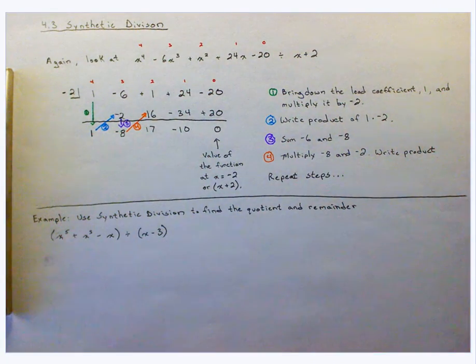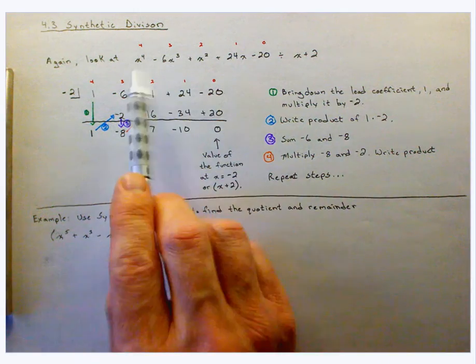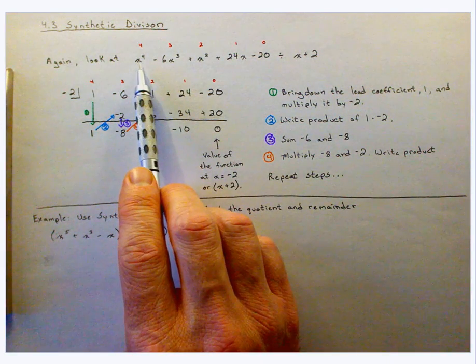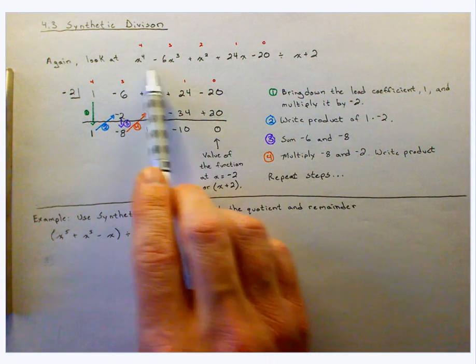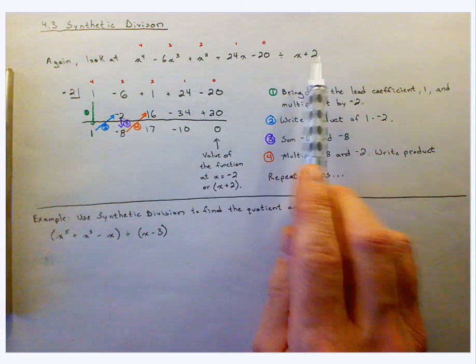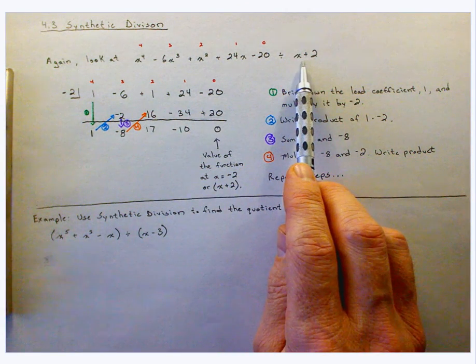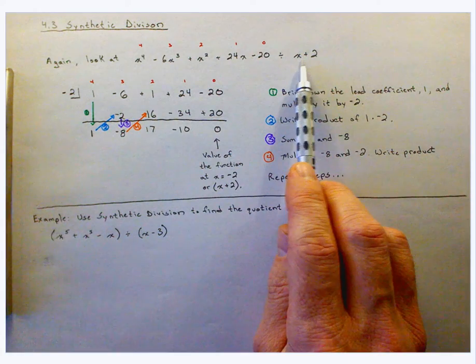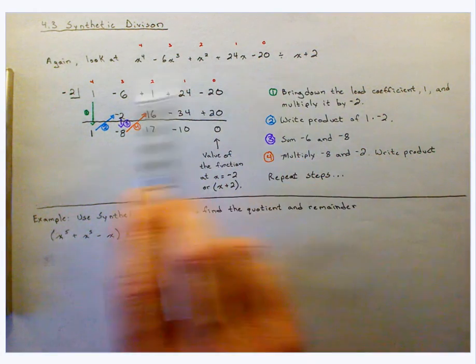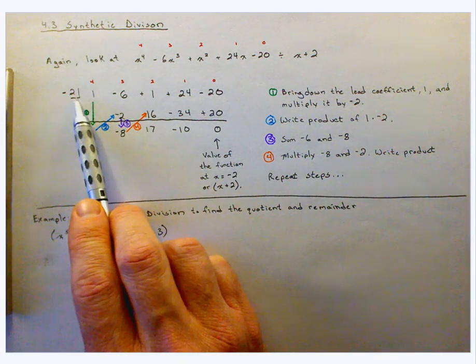Alright, a little busy here with my diagram. So here's our original problem that we had all the way back with long division. This is my given polynomial, and what I want to do is divide it by this binomial. So again, what I just talked about, I'm going to divide by negative 2.